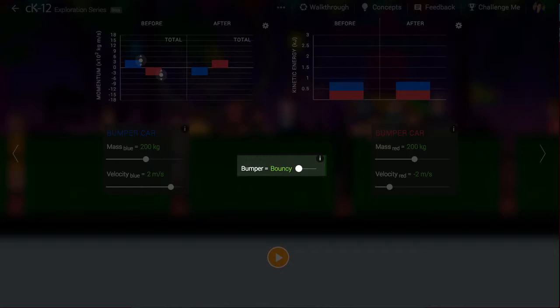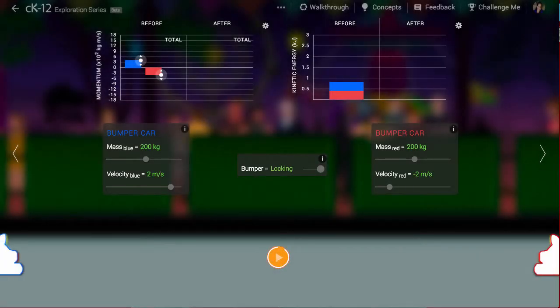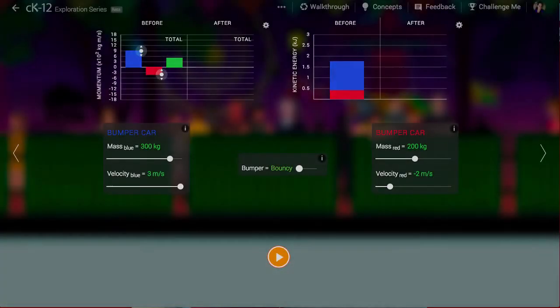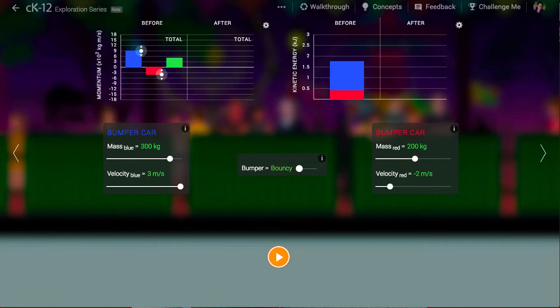We can also make the collision inelastic. The slider allows the bumpers to lock together. Notice that they both just stop in that case. What's going on here? Let's make an elastic collision with equal masses and speeds so that they won't just stop.